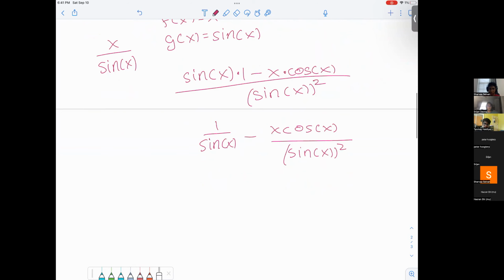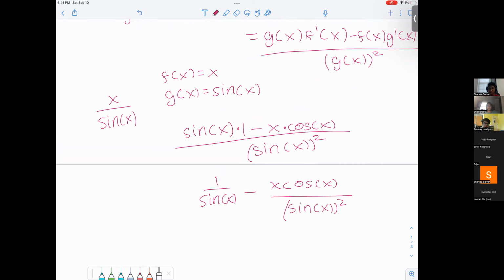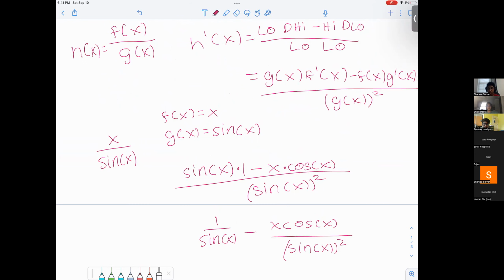And a lot of the time with quotient rule, it's more about being careful. You just have to make sure you keep track of everything and that you're taking the derivative of the right function at the right time and you're subtracting in the right order. Remember, it's low d high minus high d low, not high d low minus low d high. So that's the quotient rule.